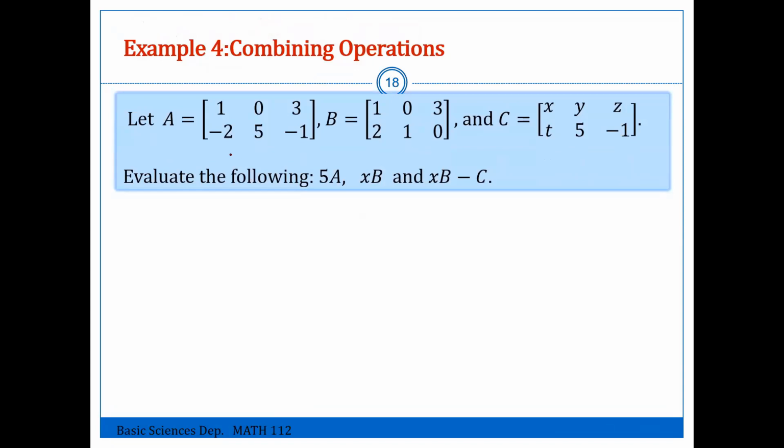So here 5A. What will be the matrix 5A? A is 2 by 3, so we'll have 2 rows and 3 columns for the result. What are the elements? We multiply all elements by 5: 5, 0, 15, minus 10, negative 10, 25, negative 5. This is 5A. What about XB?